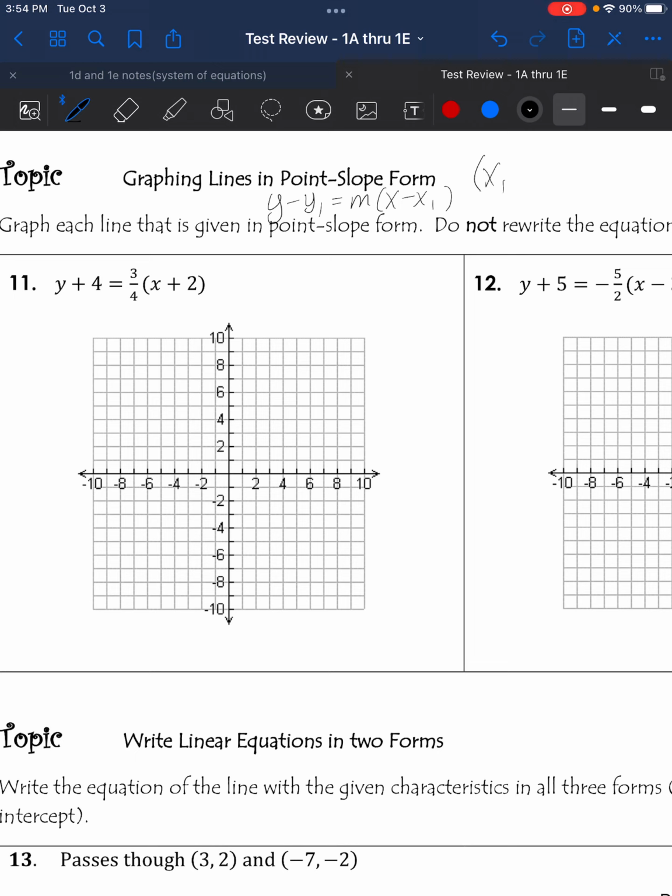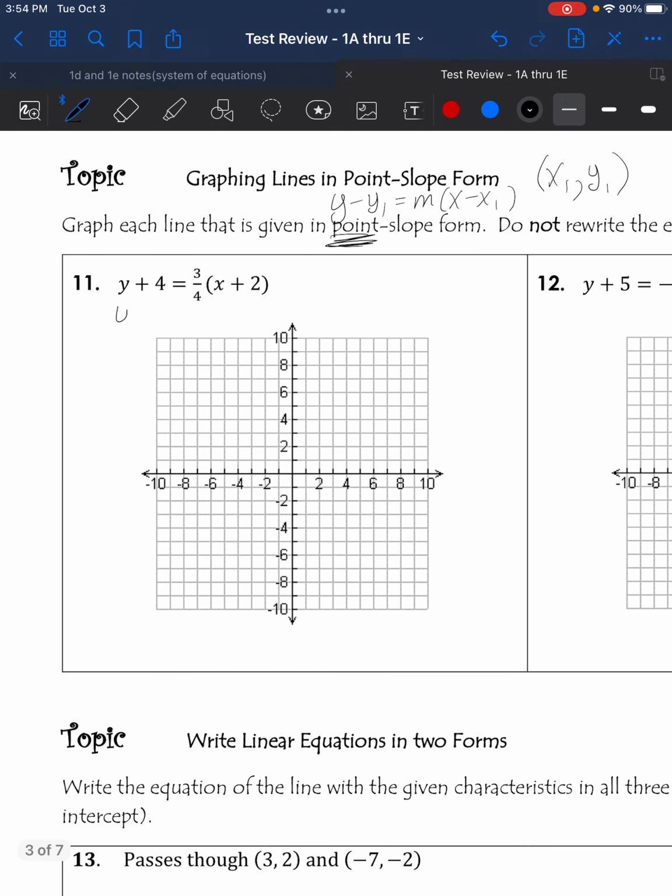And the x1 and y1, those are your points. That's your first point, your point in the equation. So really, this first one is y minus a negative 4 equals 3/4 x. I'm breaking up that plus into a minus a negative, because in the formula there already are subtractions. So let me show you.